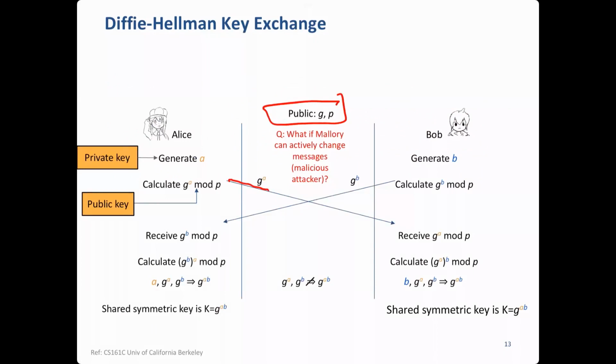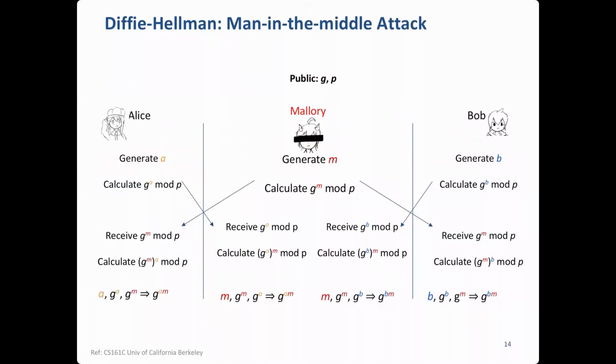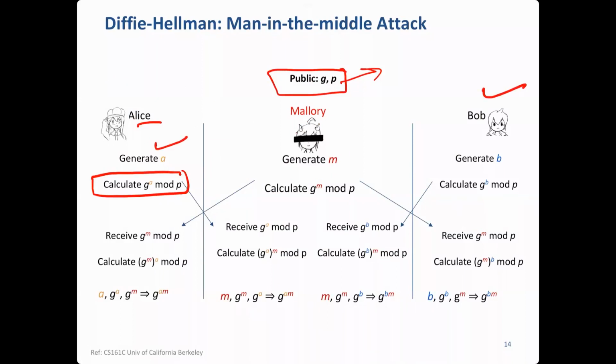This is the normal Diffie-Hellman key exchange. Let's look at it this way. G and P are known to everyone. Alice generates private key A, Bob generates private key B, and Mallory also generates her private key M. She also gets her public key, which is G raised to the power M mod P. So M is the private key and G raised to the power M mod P is the public key.